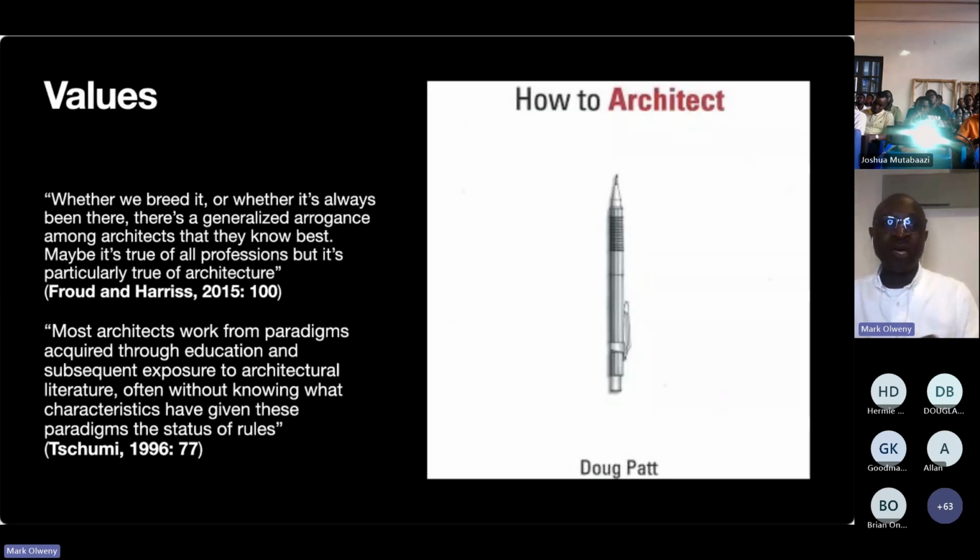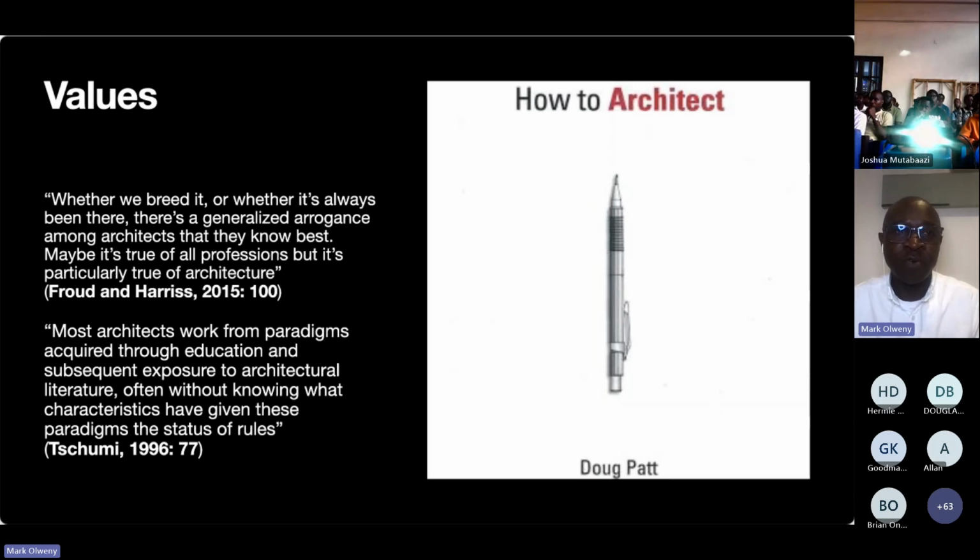So the idea of values, as you see, continues through that. And we got these two quotes, which are quite important for us. And I will read both of them because they sort of come to the gist of what we're trying to say and what I'm trying to say here. I'll read Bernard Tschumi's first. Most architects work from paradigms acquired through education and subsequent exposure to architectural literature, often without knowing what characteristics have given these paradigms the status of rules. We will come back to that particular one because I address it in a little bit more detail going forward.